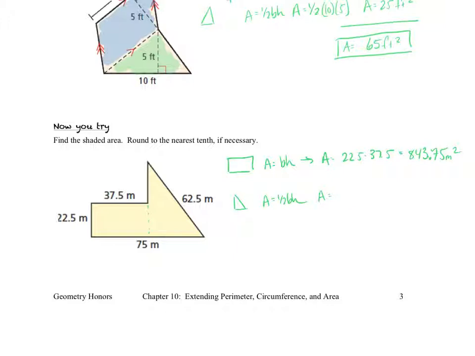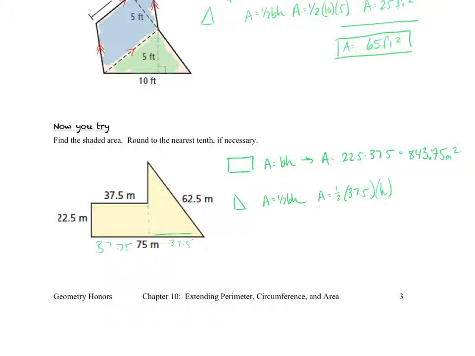And I can figure out the base because we've used 37.5. So it's actually cut in half. These are each 37.5 to add to 75. So basically I subtracted 75 minus 37.5. So I know that the base is 37.5. But the problem is I don't know the height.